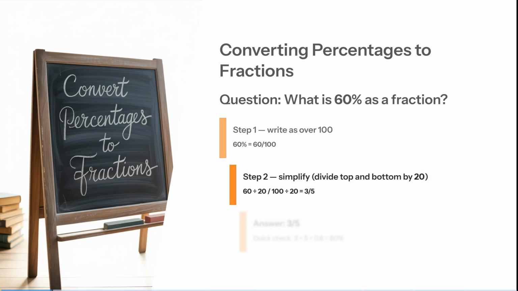But we can simplify that, divide the top and bottom by the same number. In this case, we can do it by 20. So we can do 60 divided by 20, which is 3. 100 divided by 20 is 5. So we can simplify it down to 3/5. So that's our answer. 3/5 is 60% as a fraction. As a quick check, 3 divided by 5 is going to give us 0.6. So that's the same thing as 60%.